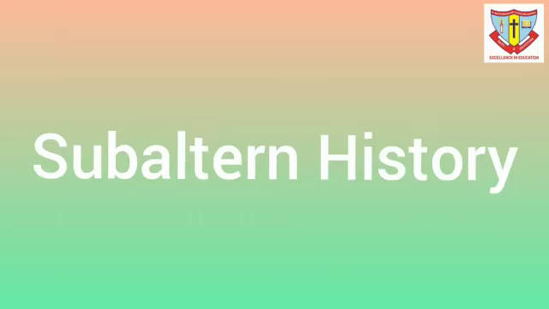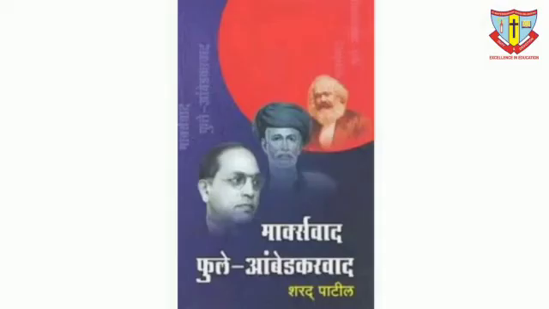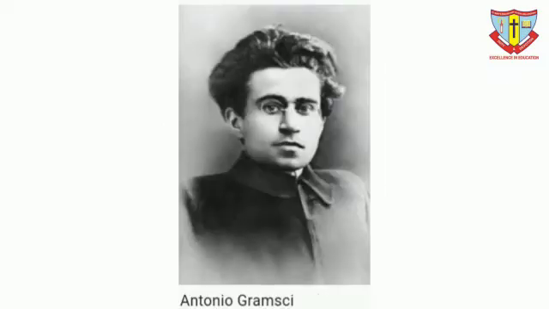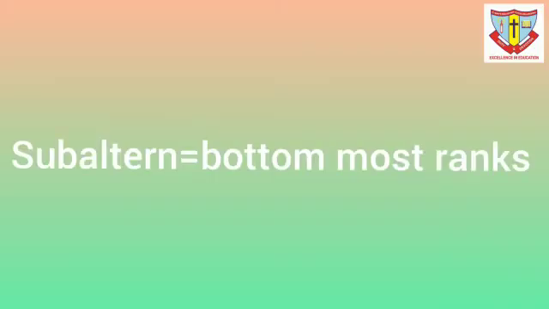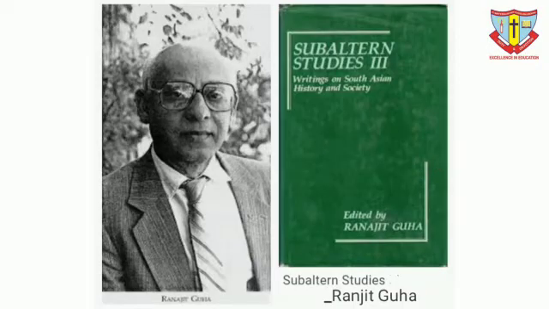Subaltern history. The seeds of the subaltern history are found in the Marxist historiography. Antonio Gramsci is very important in developing the idea that history should be written starting from the bottommost rank of the people in the society. In fact, subaltern means the bottommost ranks. Folklore has been considered as a very important source of writing subaltern histories. Ranajit Guha, an Indian historian, played a major role in establishing subaltern history as an important academic school of historiography.